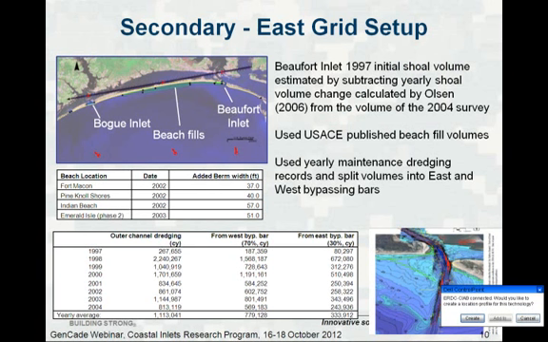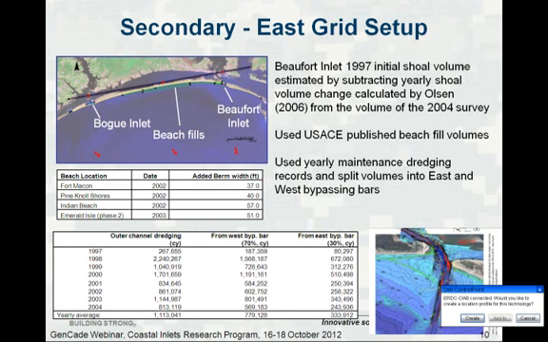So I'm going to go through the grid setup for each of these. I'm going to start with the secondary east grid. This one includes Beaufort Inlet and Bogue Inlet. And at Beaufort Inlet, we do have a lot of information. We needed to develop the 1997 initial shoal volume. This was estimated by subtracting the yearly shoal volume calculated by Olsen Associates from the volume of the 2004 survey.